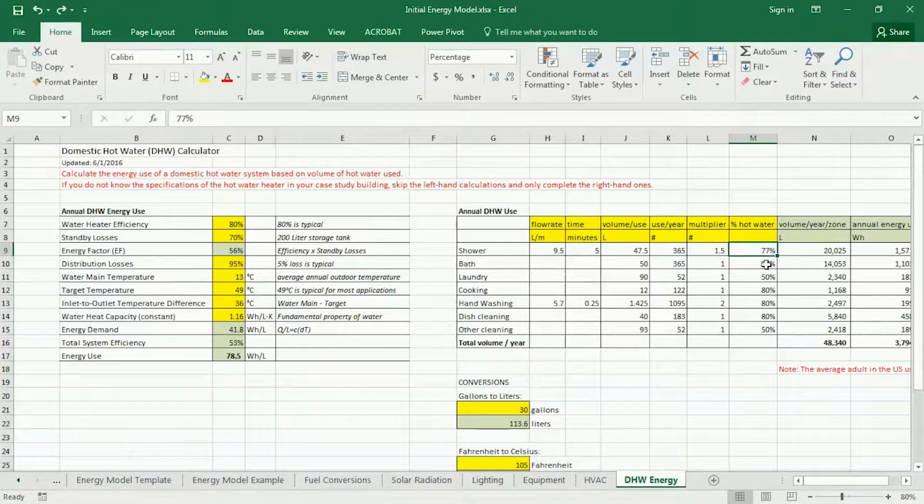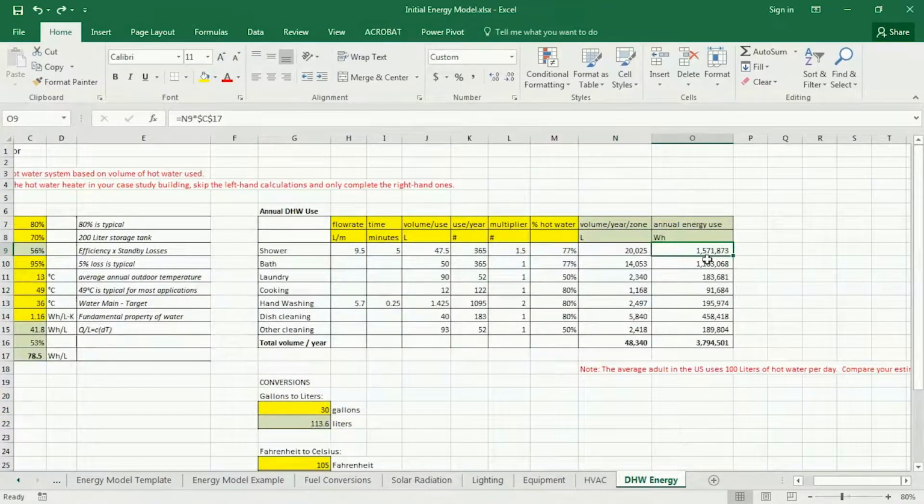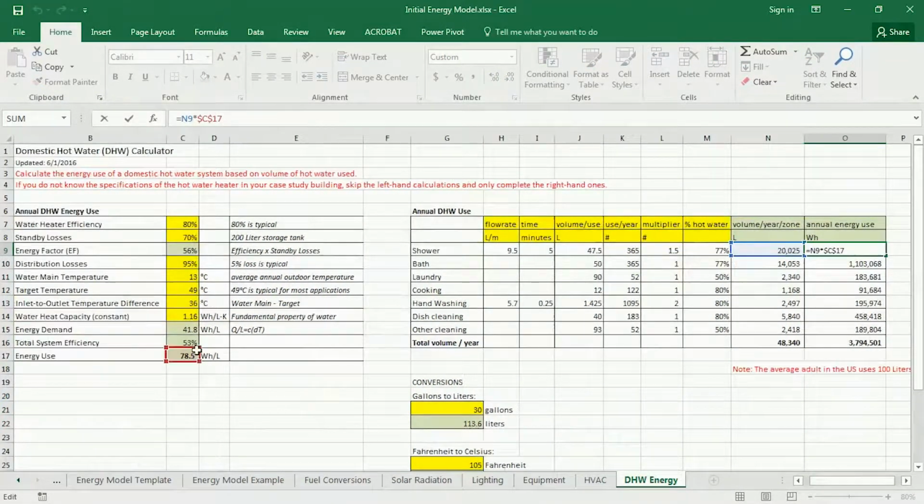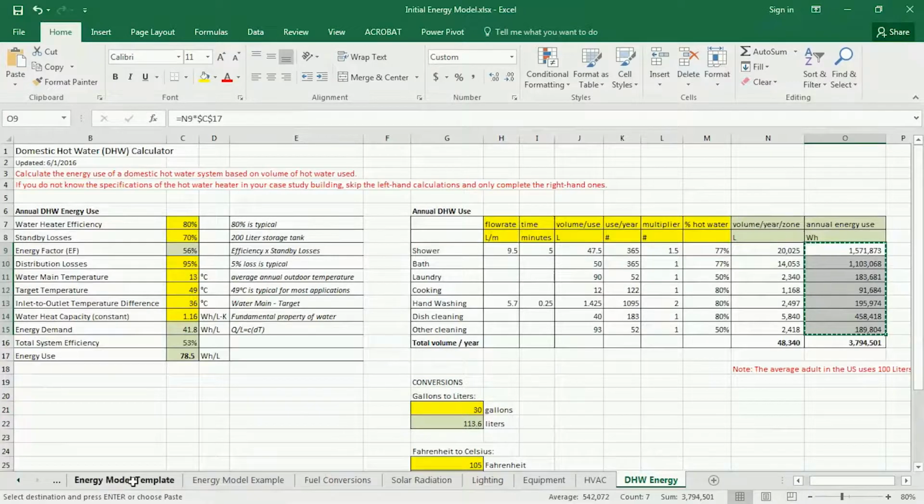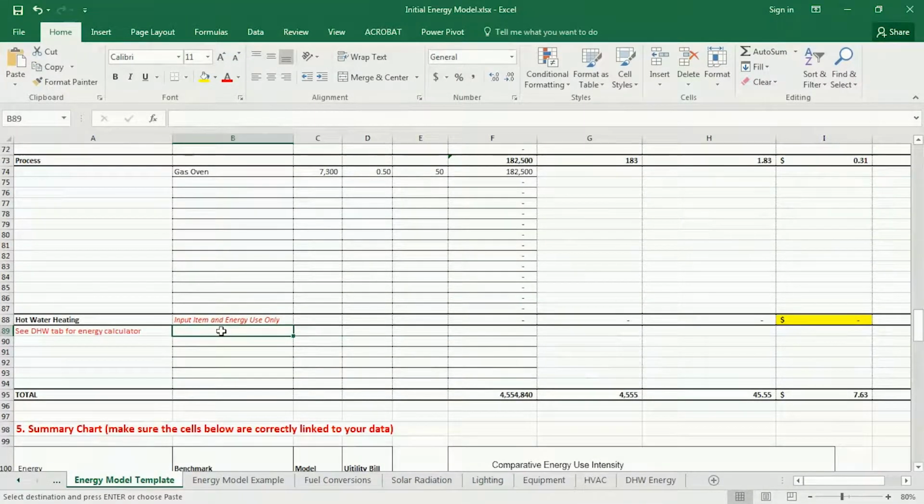All right, and then based on that percentage of hot water, we get a total volume per year per zone for the shower and then for everything else. And then the energy use is just multiplying the energy per liter times number of liters, and that's how we're getting the total here. So I would like you to please copy all of these. I'm going to press Control-C here and go over to Energy Model Template, and I'm going to right-click and paste the values.